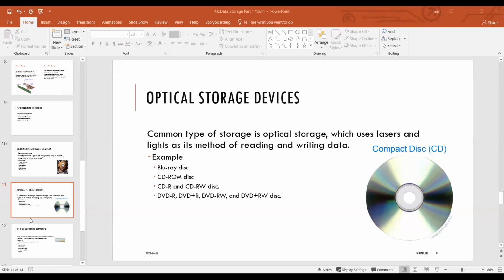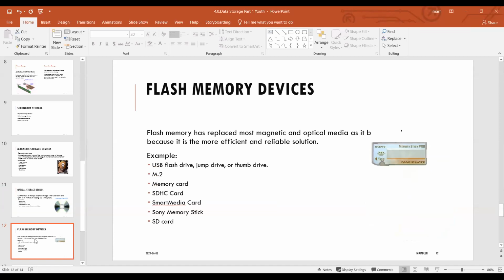Finished, right? So next is the flash memory device. Flash memory has replaced most magnetic and optical media because it is a more efficient and reliable solution. Okay. These flash drives are USB, memory card, SD card, smart cards that we use. So these are some secondary storage.